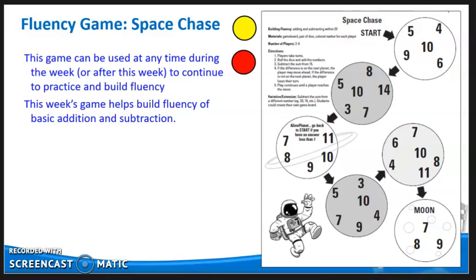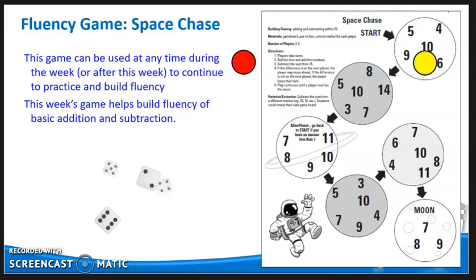Also included in this week's packet is a fluency game. This week, students will be working with both their basic addition and subtraction facts while they play the game Space Chase. On a player's turn, they roll 2 dice and find the sum. The yellow player rolls 5 and 4. They add 5 and 4 together for a sum of 9, and then they subtract that sum from the number 15. 15 take away 9 gives me 6. Since 6 is inside the first circle, the yellow player moves their piece to that first circle.